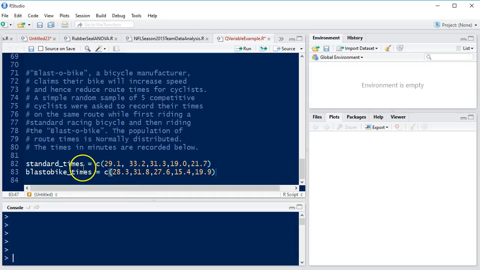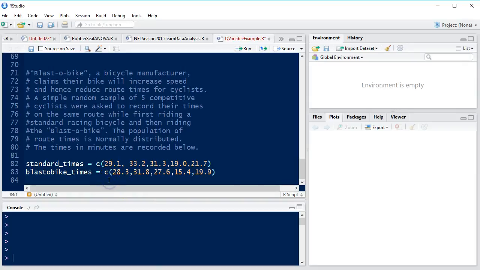And so we know that this is paired data because there are 2 measurements on one cyclist. Their first standard time and then their Blastobike time. So 29.1 would be the recorded route time for the standard bicycle for the first cyclist, and their recorded route time for the Blastobike would then be 28.3 for the same cyclist. So this data is paired, so it's important that we take the differences and talk about the average of the differences rather than the difference of averages.